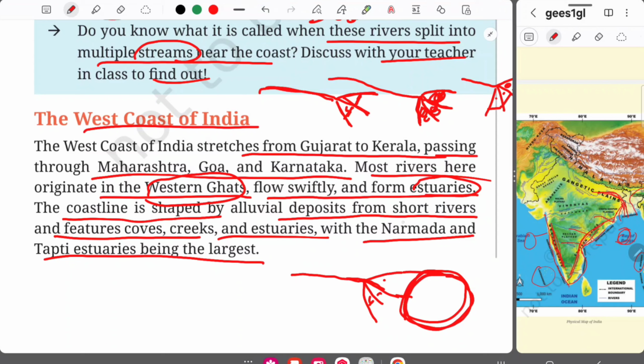And we have Narmada and Tapti as the largest estuaries in our country. Here in this area we have Narmada and Tapti. So in this area you will find the largest estuaries. I hope this is clear about estuaries and about the delta.